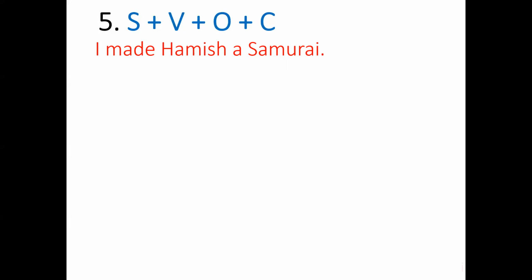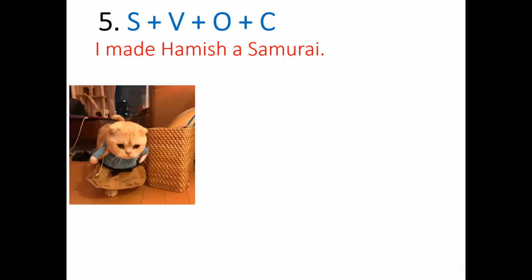Or as a prepositional phrase, I made a samurai for Hamish. But again, that is not the meaning conveyed with the SVOC pattern. For a samurai to be an object complement, Hamish would actually have to have samurai as some kind of characteristic of him. In other words, he would actually have to become a samurai. So what would that look like?